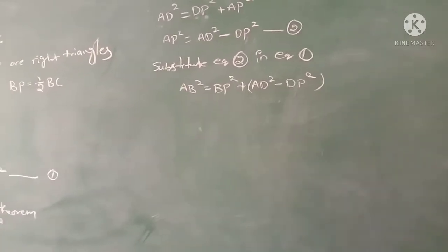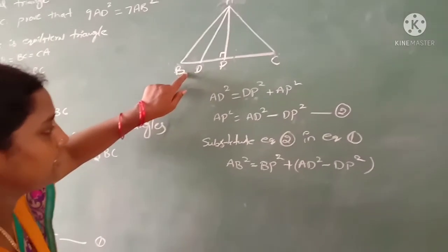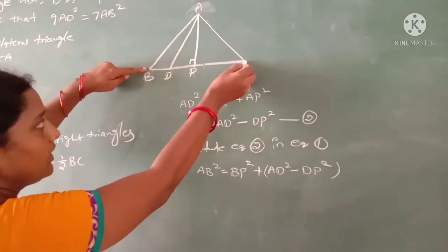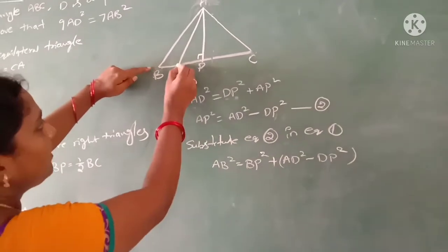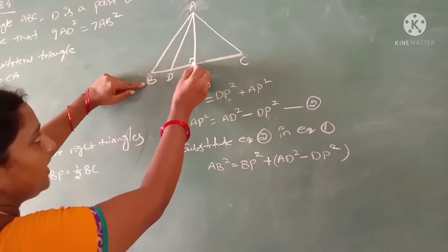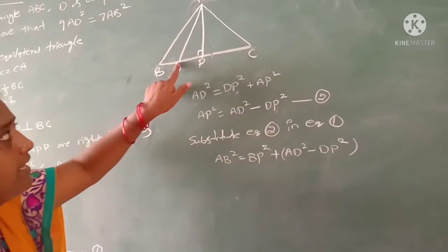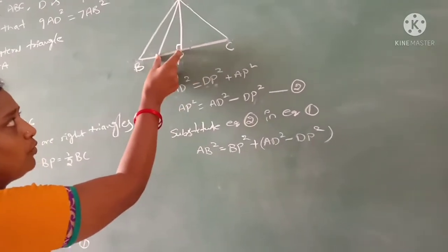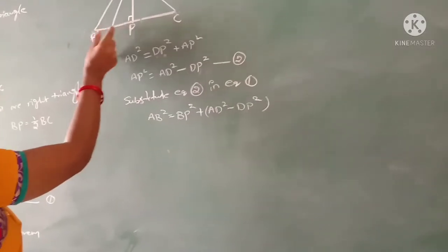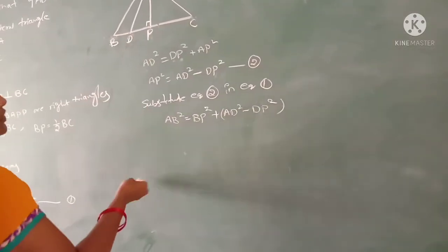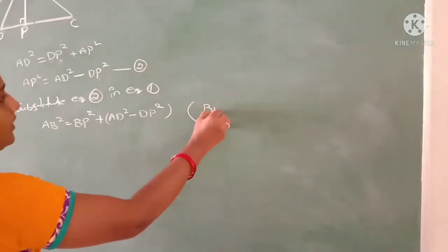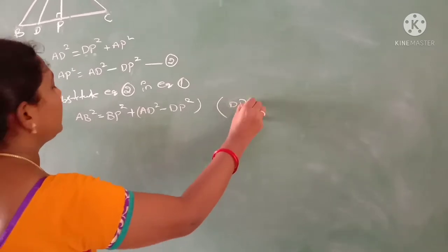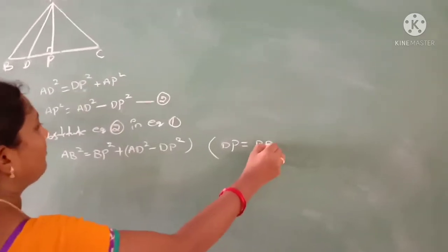Next, see here in the picture, DP value is half of BC. Next, DP value: DP means BP minus BD. We get the DP. Once again, we repeat: DP value is BP minus BD. So DP equal to BP minus BD.